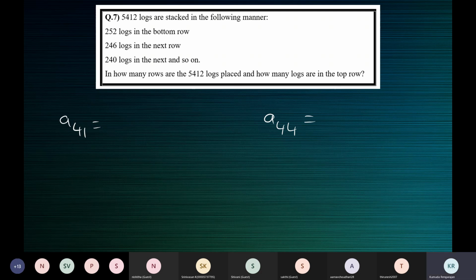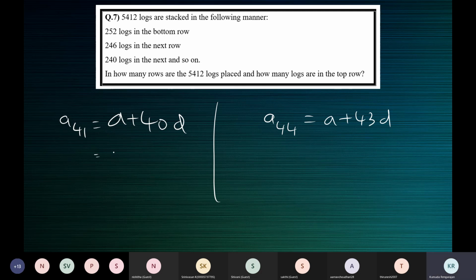A41, A44. If the logs are arranged in 41 rows, if 41 is the correct answer, A41 is the number of logs arranged in the top row. If the logs are arranged in 44 rows, then A44 is the number of logs arranged in the top row. So let's find both because we don't know which is right. So this is A plus 40D. This is A plus 43D.